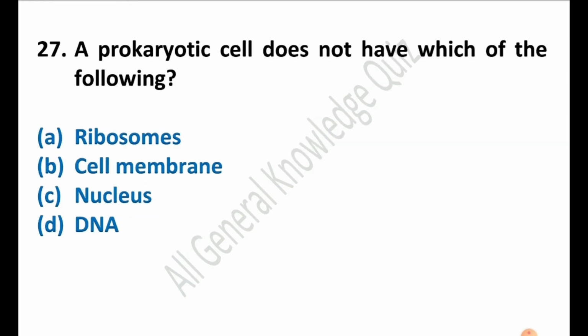Question number 27. A prokaryotic cell does not have which of the following? Option A, ribosomes. Option B, cell membrane. Option C, nucleus. Option D, DNA. The answer is option C, nucleus. A prokaryotic cell does not have nucleus.